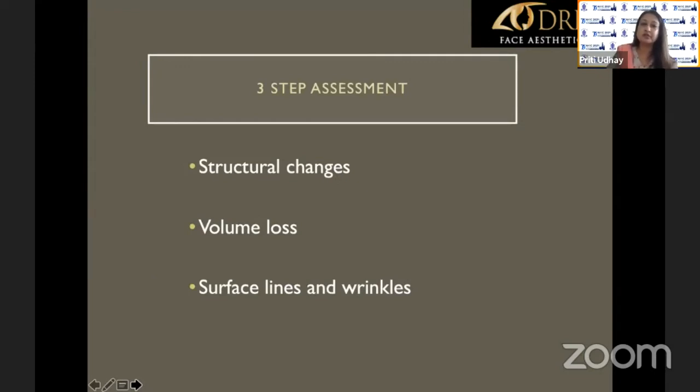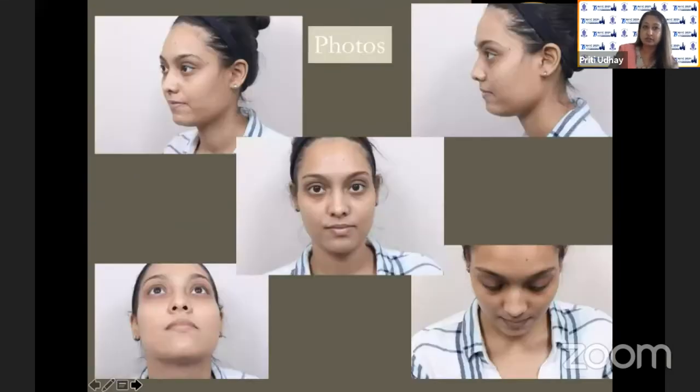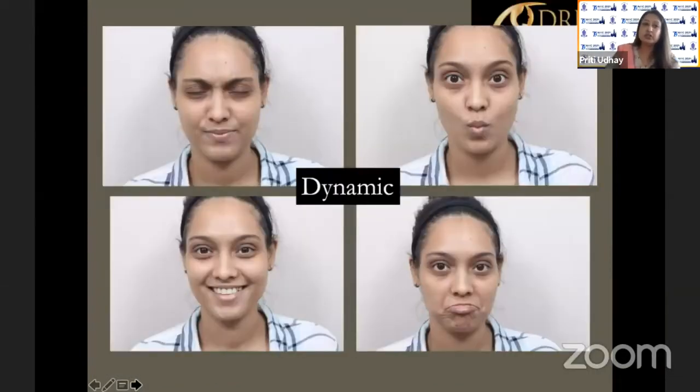Now, whenever you assess the face, I do a 3-step assessment. You assess the structural changes, you assess the volume loss, which is treated with fillers, and then you look at the surface lines and wrinkles and make an optimal and natural looking result for the patient. Make sure you have good photographs in the straight gaze, the oblique, and the side positions. Whenever the chin is elevated, you will see the younger appearing face, and when the chin is down, you will see the future of the patient, and that will help you in your assessment. Make sure you see the patient in animation, especially for Botox and fillers, because that will give you a lot of idea and give you an insight into your planning.